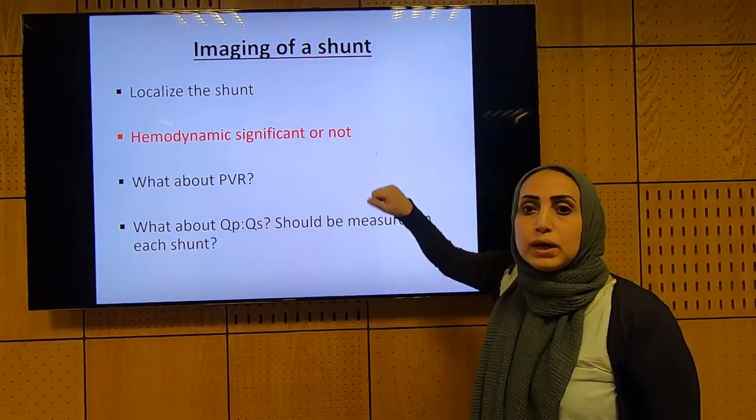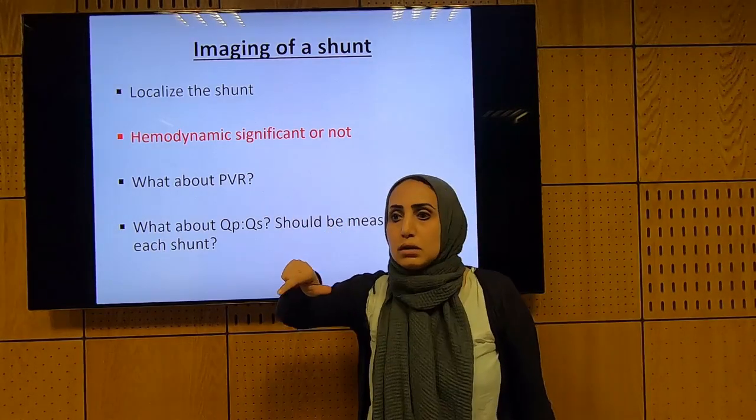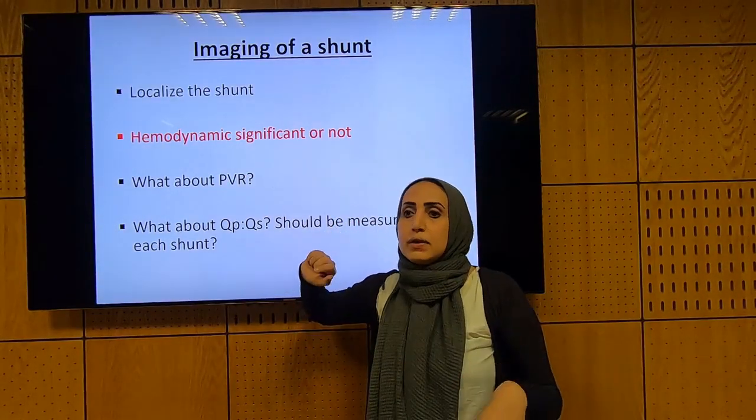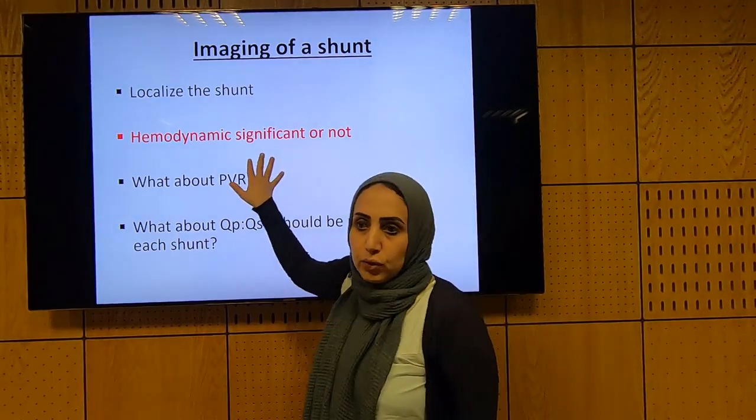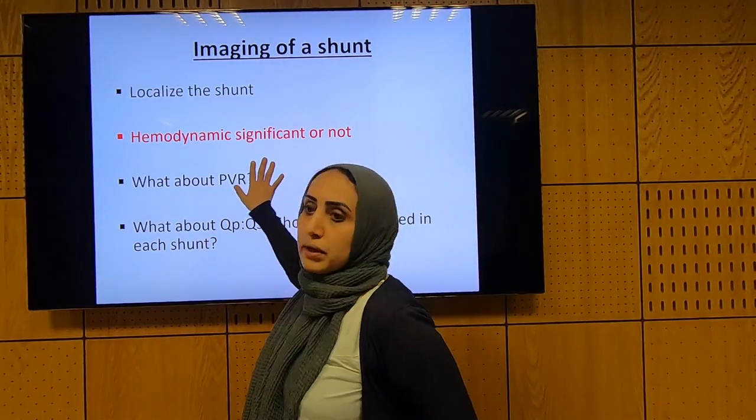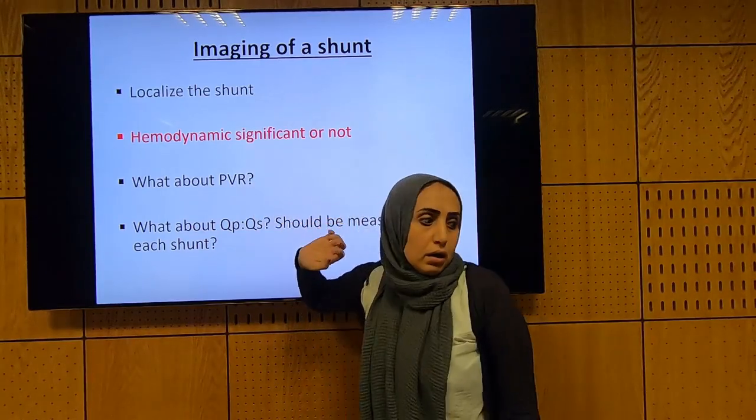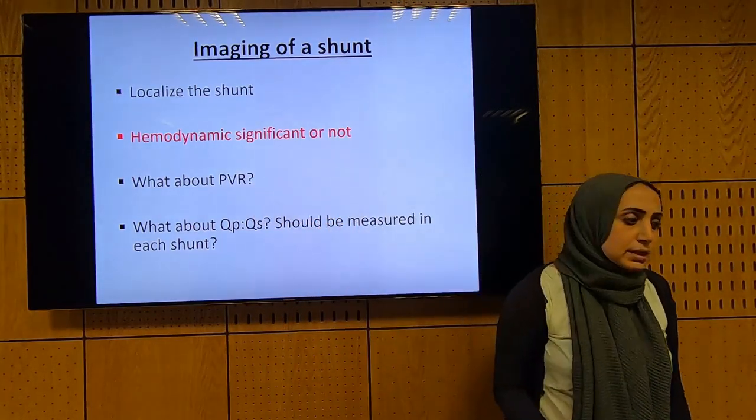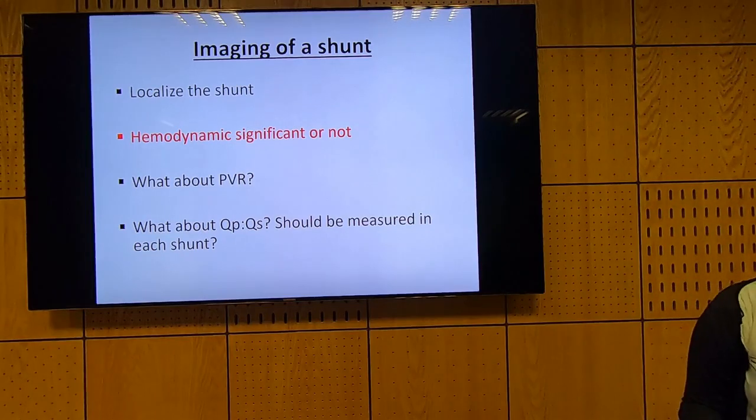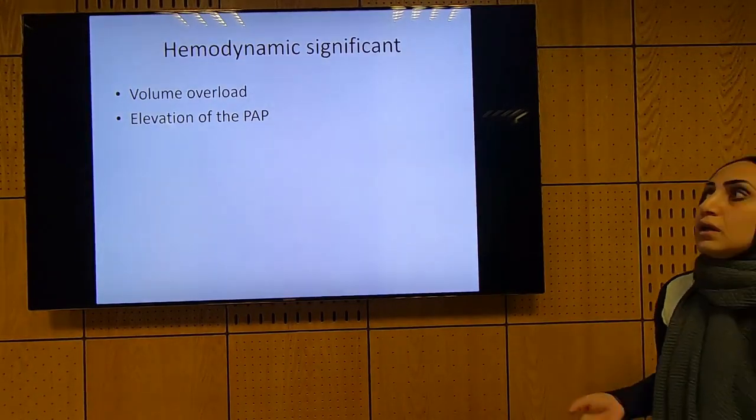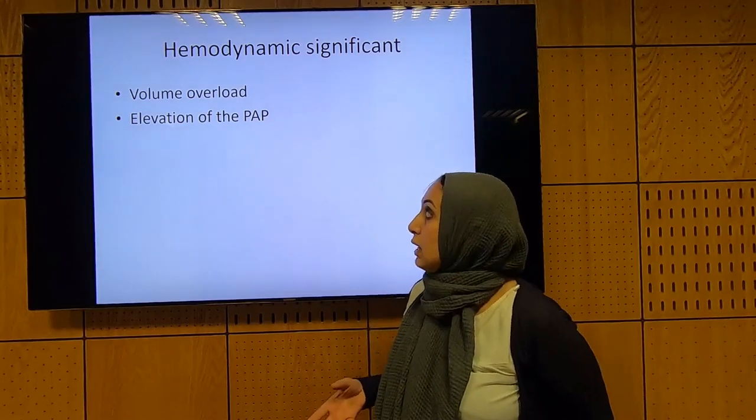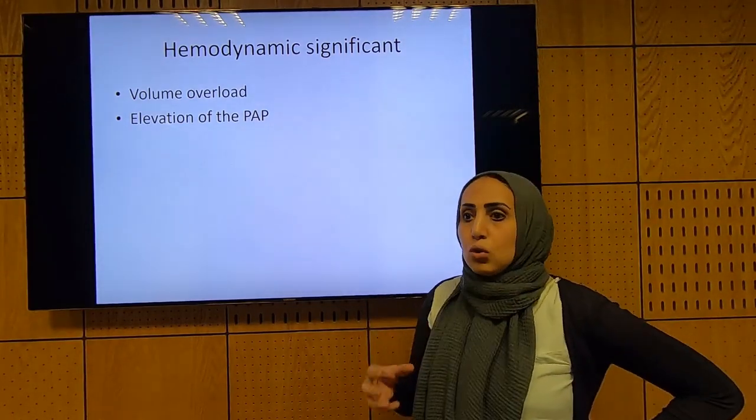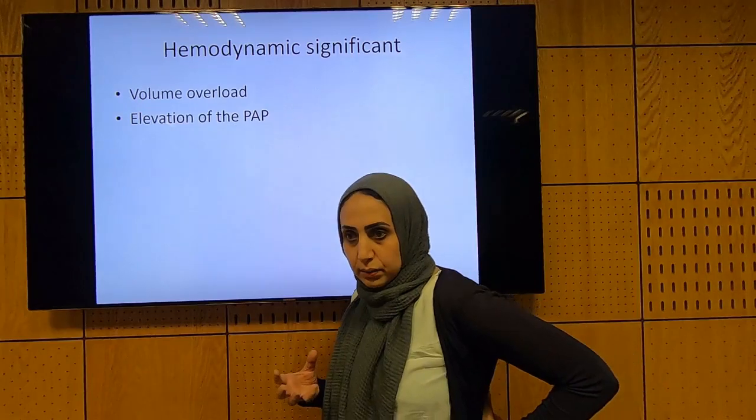We have to comment that we have a shunt, ASD, VSD, or PDA, that's shunting left to right or right to left or bidirectional. And the second point is to mention, is it hemodynamically significant or not? How do we assess the hemodynamic significance of any shunt? By two points. Does this shunt lead to a volume overload? Yes or no? And does this shunt cause an elevation in pulmonary artery pressure?